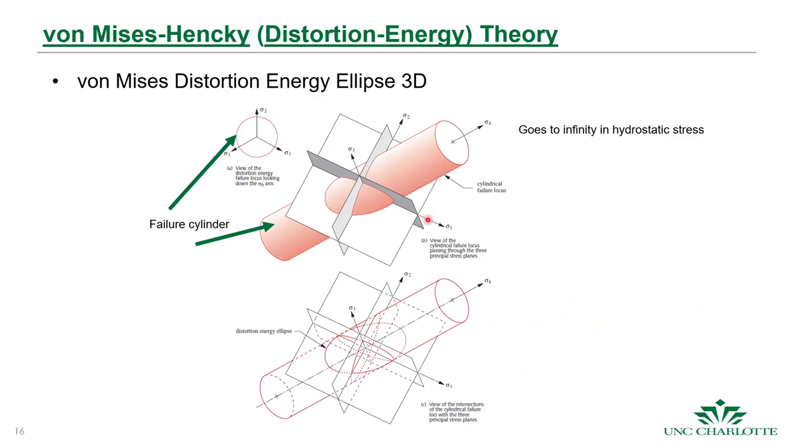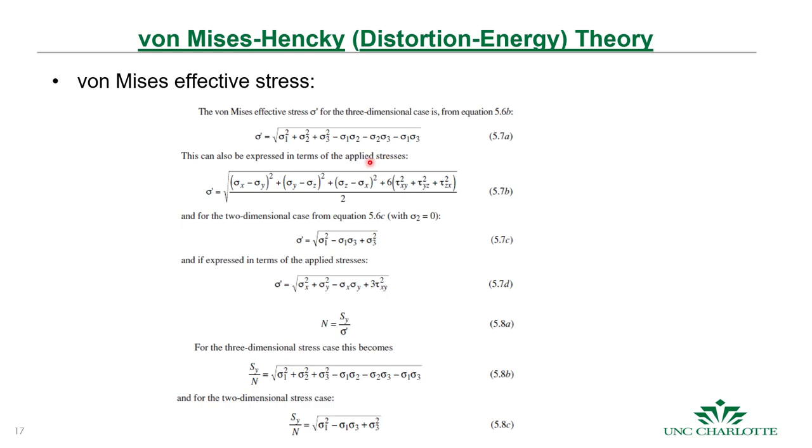Now, we can also express that in terms of the applied stresses, sigma x, sigma y, sigma z, and tau xy, tau yz, and tau zx. So if we have a three-dimensional state of stress, we can express these principal values in terms of the x, y, z components of stress and shear stress on those faces. If we have a two-dimensional state of stress, we can express this either in terms of principal stresses or in terms of the applied stresses.